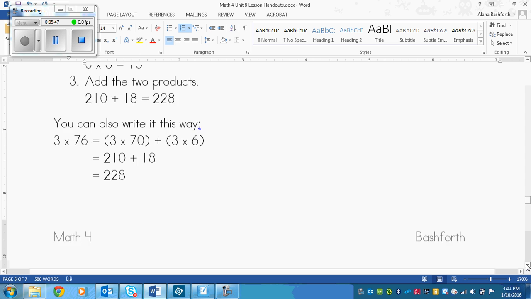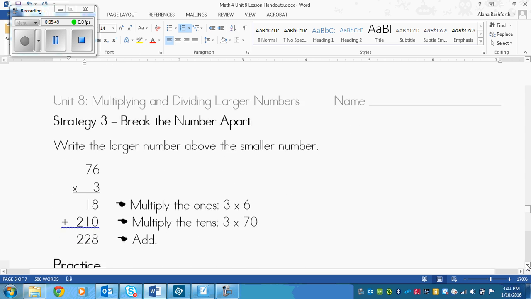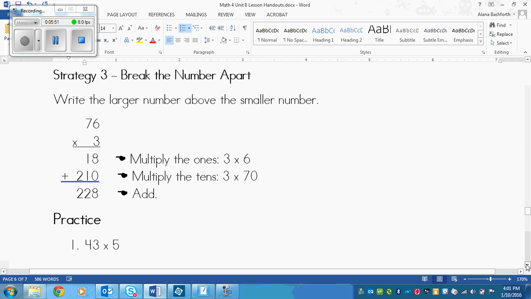Now, if we flip to the back page, we've got our third strategy, and that is to break the number apart. So it's sort of like the one that we just did, but we are no longer writing out the steps. This would be the one with the least amount of writing, but might be the most tricky one if you're not used to it.